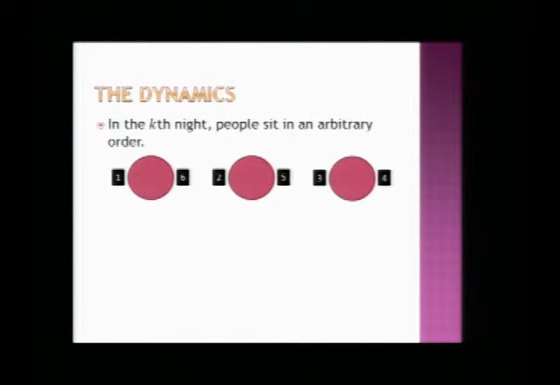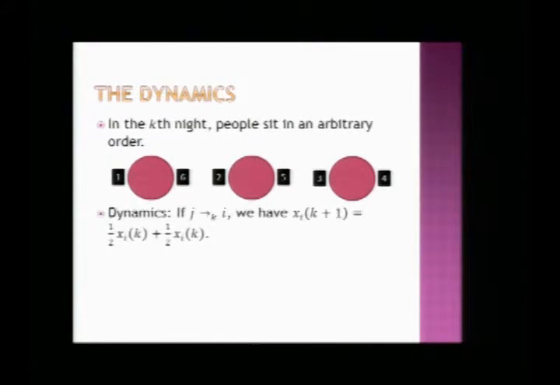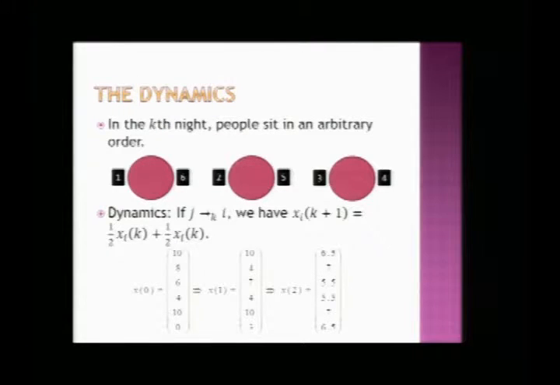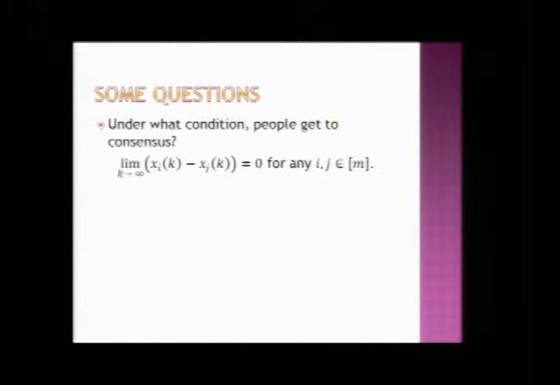At the kth night, they sit in an arbitrary order, not necessarily the same as the first night. Suppose the second night they sit like this, and again, if at the kth night the jth person sits next to the ith person, we will have this with j here. So for example, in this case, at the third night, their opinion will be like this, just the average.